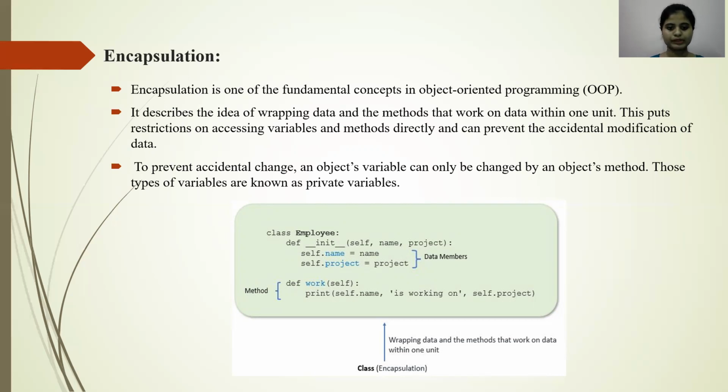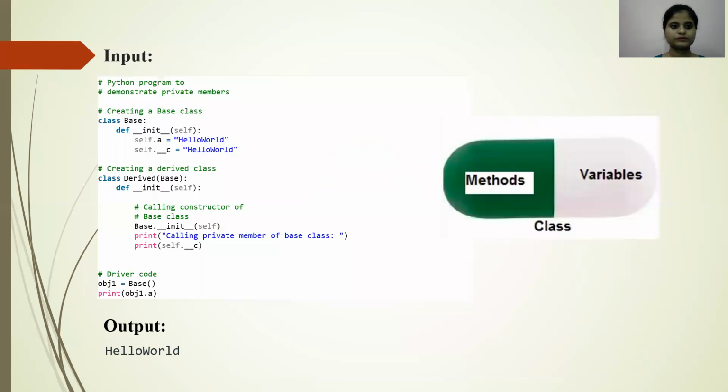Here is an example. Let's insert the class. Then by using the init function, let's insert the self name and the project. By using a method, we can print the self name. Let us see the input.